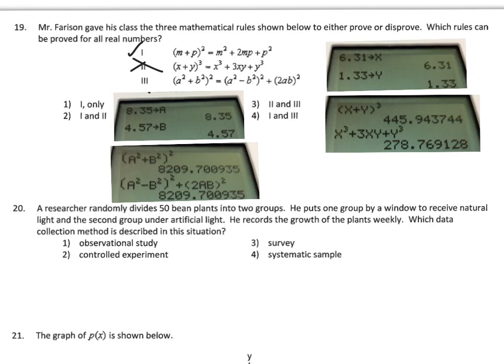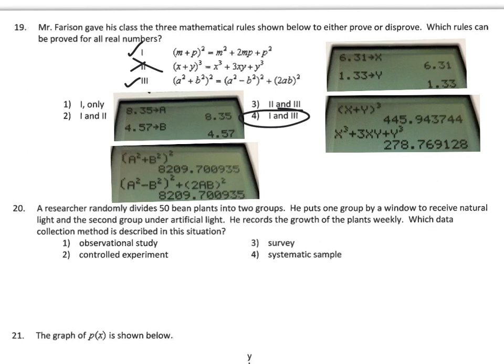And then the third one I did down here, okay? I stored a and b, and here's the left-hand side of the equation, and here's the right-hand side of the equation. You could see that these match up. So the third rule is going to work for us. So if we look at the answer choices here, it looks like, which one says this? Choice 4, right? 1 and 3 can be proved.